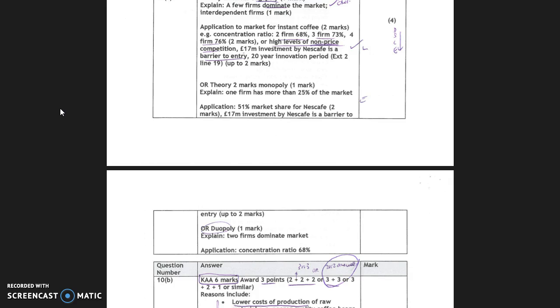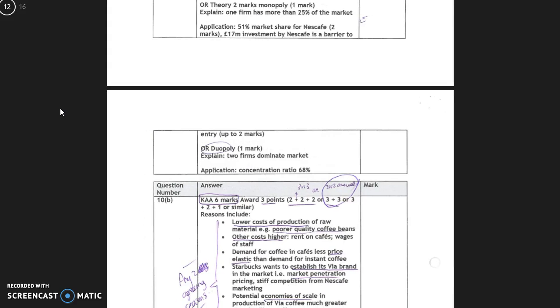Again, some people are writing 40% for that. That was the old classification, where the Competition and Markets Authority now draw the line for a monopoly at 25%. So again, the strict examiner will punish that, so make sure you're aware. Monopoly 25%, and you could even go down the duopoly route. So again, two-firm concentration ratio is 68%. You could technically argue it's a duopoly. Okay.